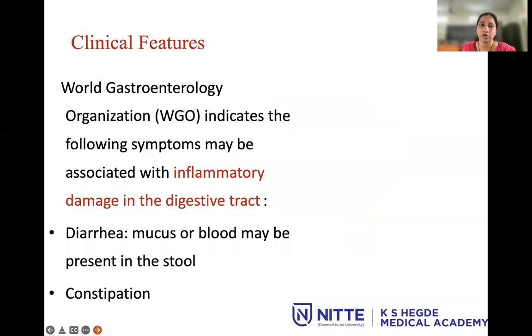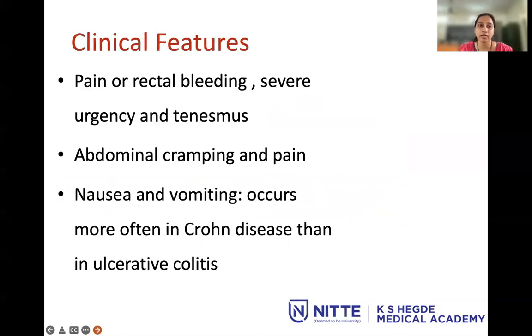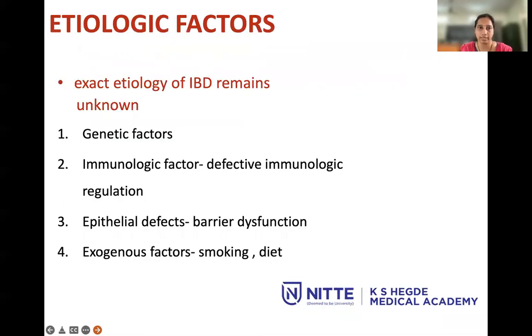So World Gastroenterology Organization has listed some of the clinical features based on which we can suspect that the patient is having inflammatory damage in the digestive tract. Those are presence of diarrhea, which has mucus or blood, constipation, pain or rectal bleeding, severe urgency, tenesmus, abdominal cramping, nausea, and vomiting, which is more often seen in Crohn's disease compared to ulcerative colitis.